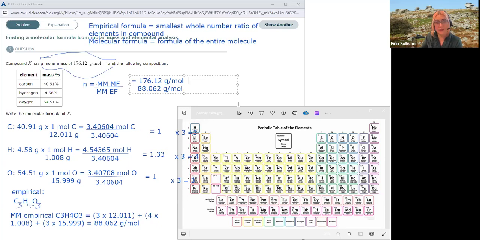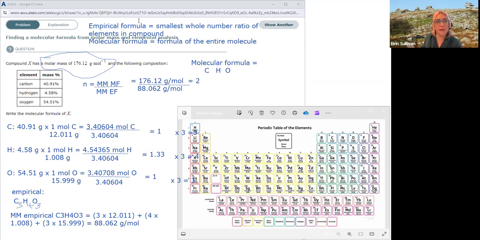So 176.12 divided by that is going to be 1.99999999. I'm going to call that 2. Okay? 2 is good. That tells me there are 2 repeats of the empirical formula in the formula unit. So, drum roll, please. My molecular formula is going to be C6, because we're timesing by 2, H8O6.